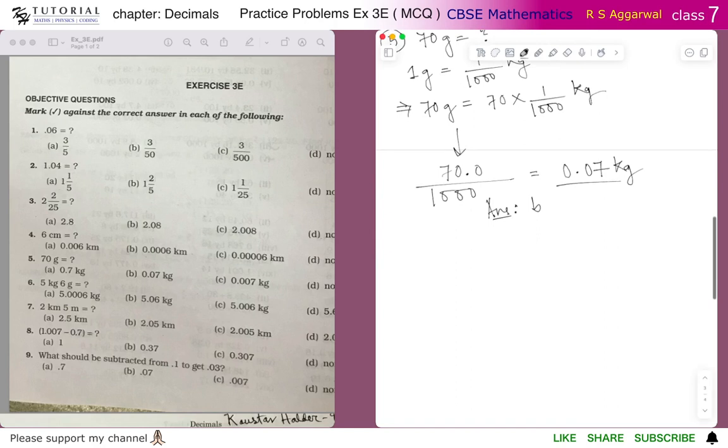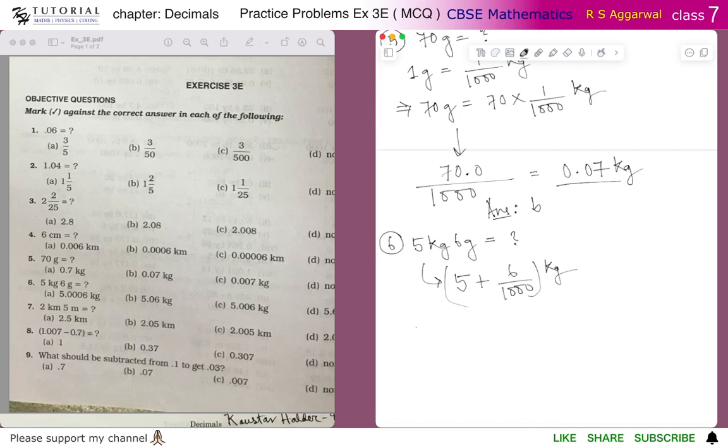Okay, let's do 6. It asks to convert 5 kg and 6 gram to how many kilogram. So now it is 5 kg plus 6 gram. So this is 5 plus, now 6 gram is 6 by 1000 kilogram. So this is this much kilogram.